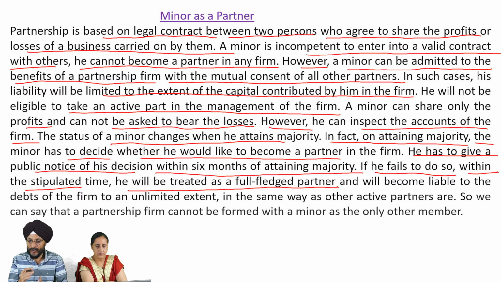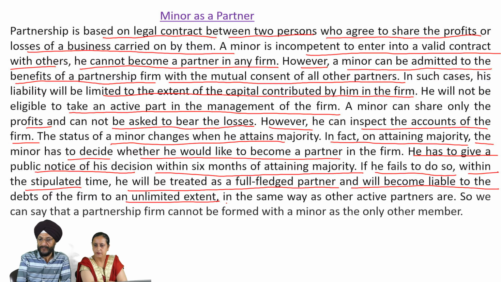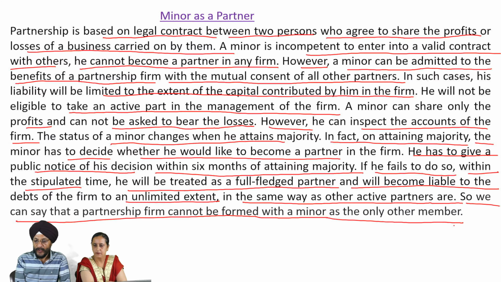That is, if he does not want to become the partner on attaining the majority, he has to give a public notice that he does not want to continue to be the partner in the firm. But if he does not give such public notice within 6 months of attaining majority, then he will be treated as a full-fledged partner and he will have unlimited liability in the same way as other active partners face the liability. So we can say that a partnership firm cannot be formed with a minor as the only other member.